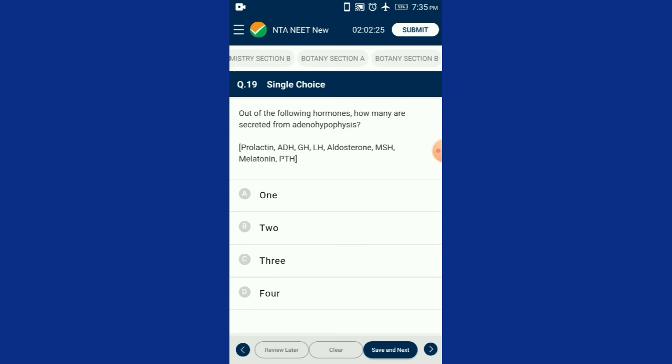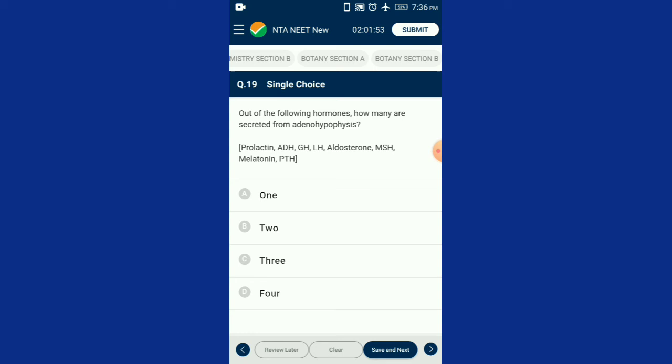Question number 19. Out of the following hormones, how many are secreted from adenohypophysis? Hormones secreted from adenohypophysis stimulate the other endocrine glands of the body to release their respective hormones. Similarly, there are some inhibitory hormones also released from the anterior pituitary in order to curb the release of hormones further, thus preventing the diseases caused due to the hyper level of the hormone in the blood.